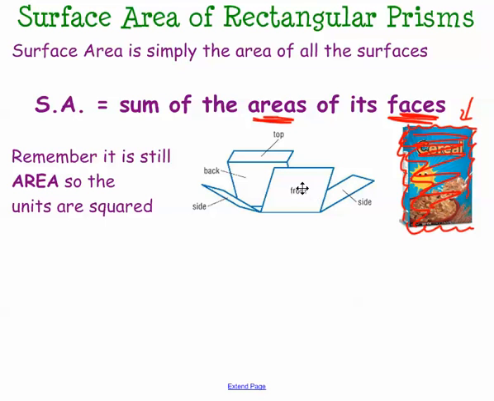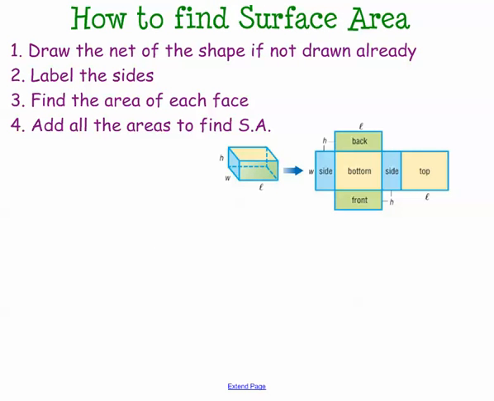So using the nets, what we did yesterday, is really going to help us to see it all, because when you see a picture like this, you might forget the back or the top because you don't see it. So that's why nets are going to be really important. And also remember, we're still talking about area, so all of our units should still be squared. All right, let's look at an example.